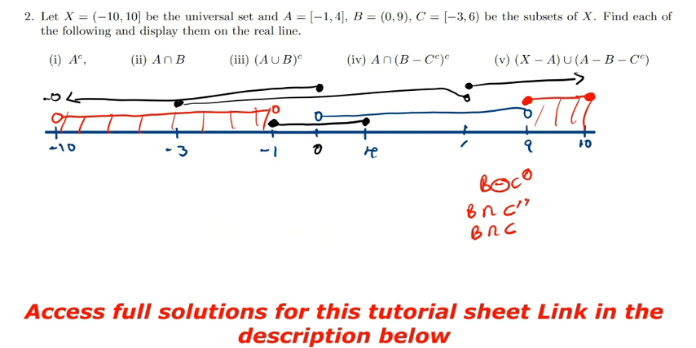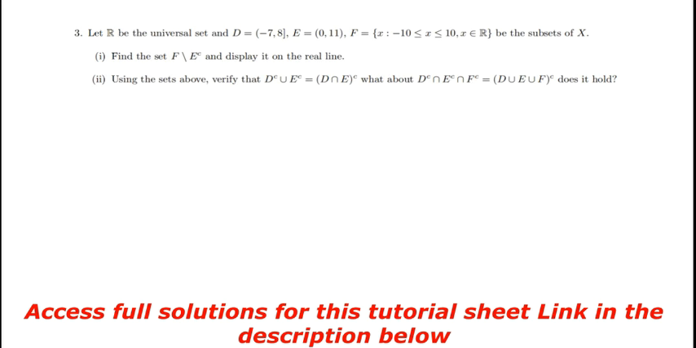I'll be waiting. Question 3, which reads, let R be the universal set and D, E, F be subsets on X. So the universal set is R. That R is the symbol for real numbers, meaning that our universal set here is the set of real numbers. Real numbers are any numbers from negative infinity all the way up to positive infinity. So that is going to be our universal set.